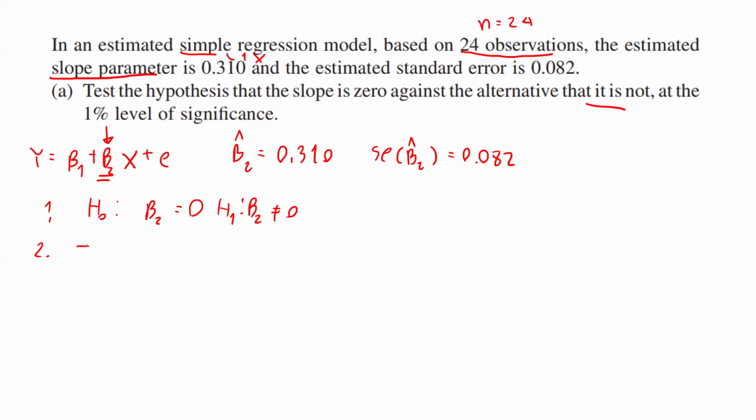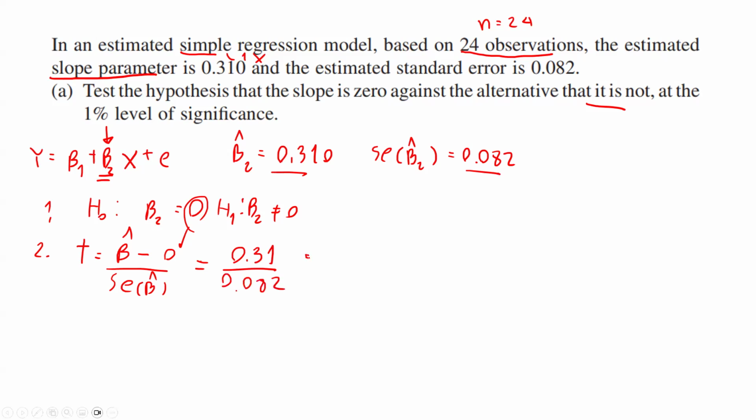So second step, t stat equals beta hat minus what you concern over standard error, which means you can use this number over this number. Using your calculator you will get 3.78.